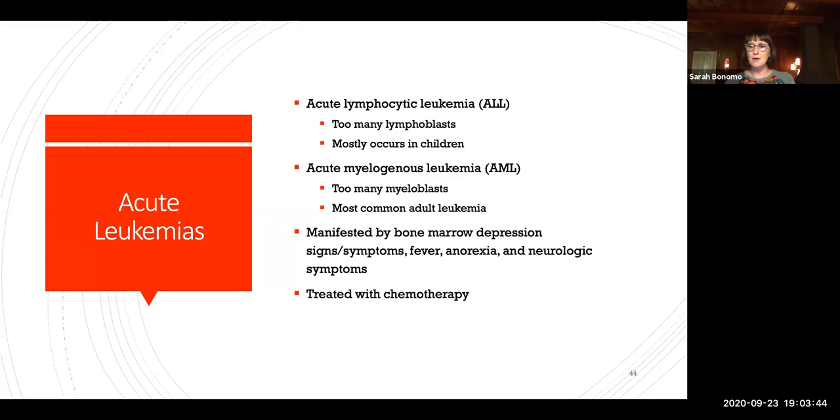In AML, the problem is with the myeloblasts. So that's how you differentiate between the two. There's too many myeloblasts, and it's the most common type of adult leukemia. So we see lots of ALL in kids, lots of AML in adults, and then there's a bit of a crossover that happens in there. But those are kind of generalizations. You will see bone marrow depression, signs and symptoms of fever, anorexia, or they just don't want to eat. And again, neurologic symptoms can be present.